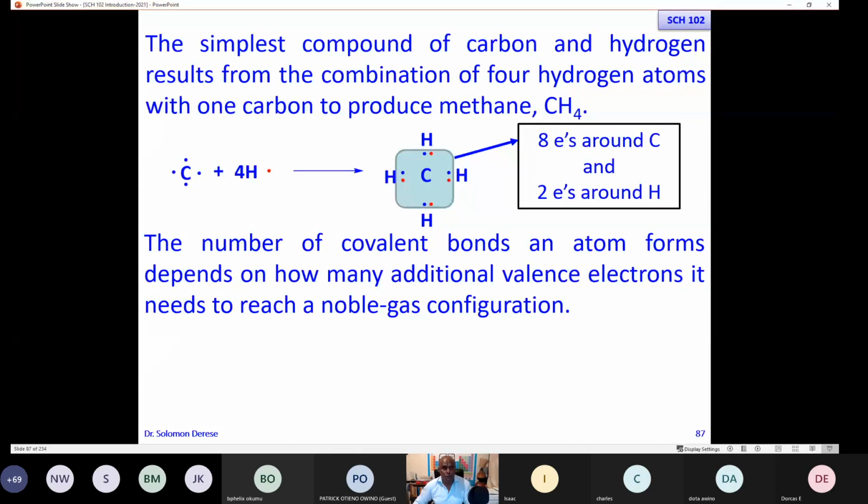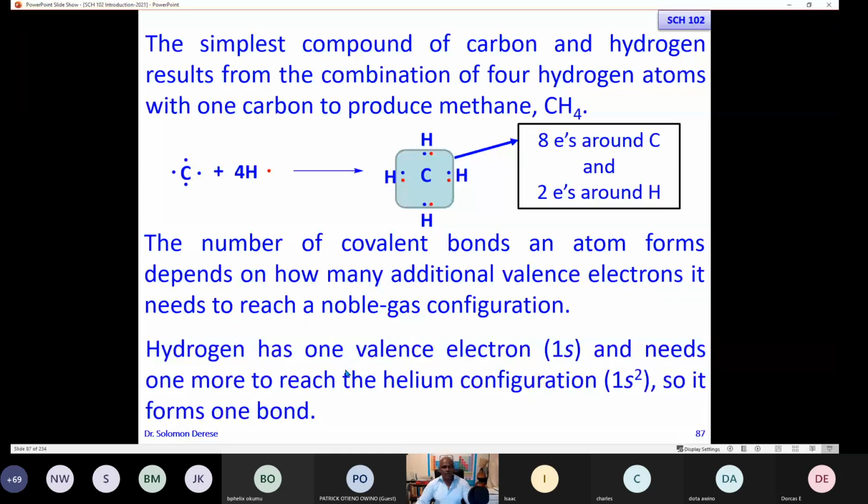So the number of covalent bonds a particular atom forms depends on how many additional valence electrons it needs to reach a noble gas configuration. A hydrogen atom has one valence electron. Its electron configuration is 1s. It will want to have the electron configuration of the corresponding noble gas helium, whose electron configuration is 1s2. It just needs one additional electron to have the configuration of helium. As a result, hydrogen forms one bond.